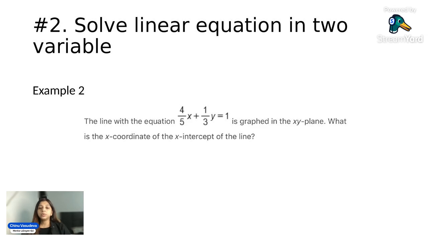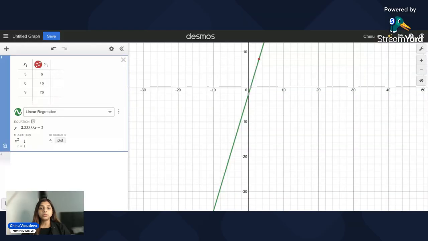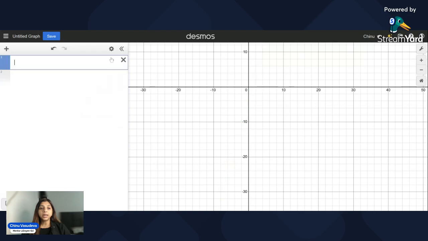So it says a line with the equation is graphed in the xy plane. What is the x-coordinate of the x-intercept? So we know that when we are trying to find out the x-intercept, one way is that we can straight away plug in y as 0 and get our answer. Another way, because we are trying to get mastery of Desmos, is that I can come back here and plug in my equation.